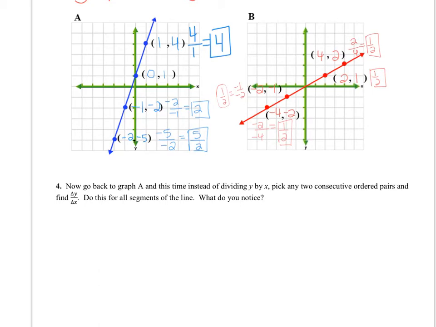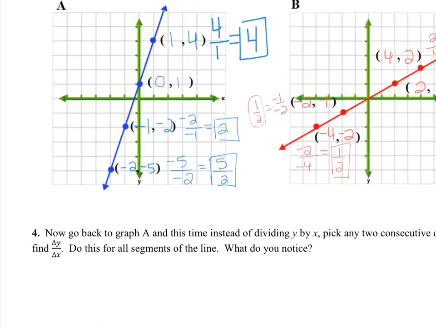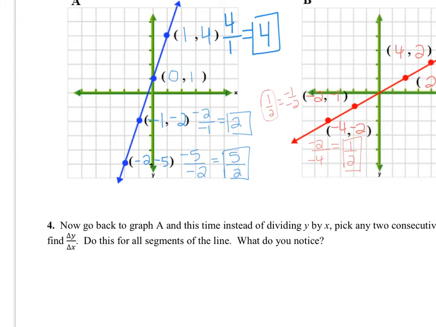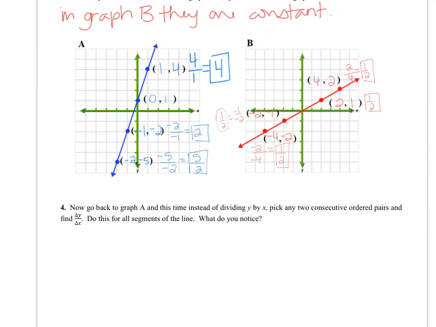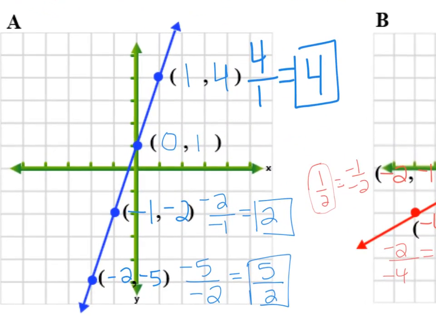Now we can take it a step further and go back to graph A, because there is something that's going to be constant about graph A. And it says instead of dividing y by x, pick any 2 consecutive ordered pairs and find delta y over delta x. So for example, these 2 ordered pairs right here, consecutive means next to each other. So change in y, 1, 2, 3, change in x is 1. And if I do that again, change in y, 1, 2, 3, change in x is 1. Change in y, 1, 2, 3, change in x is 1.